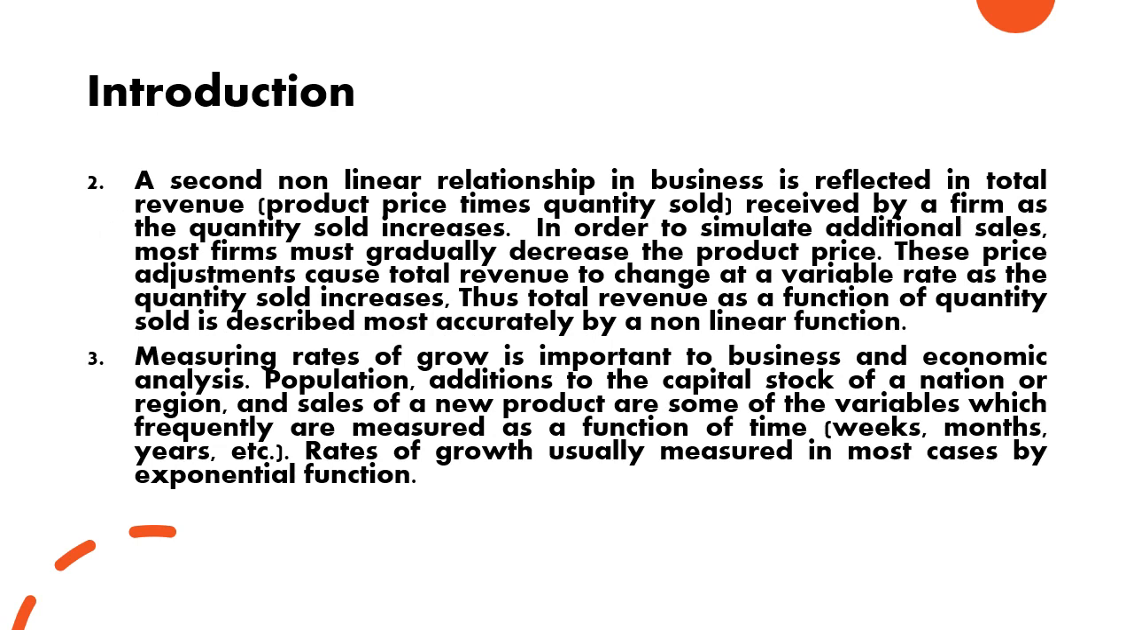Secondly, a second nonlinear relationship in business is reflected in total revenue, and total revenue is product price times quantity sold, P times Q, received by a firm as the quantity sold increases. In order to stimulate additional sales, most firms must gradually decrease the product price. These price adjustments cause total revenue to change at a variable rate as the quantity sold increases. Thus, total revenue as a function of quantity sold is described most accurately by a nonlinear function.